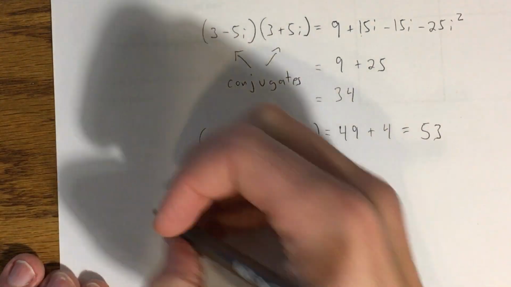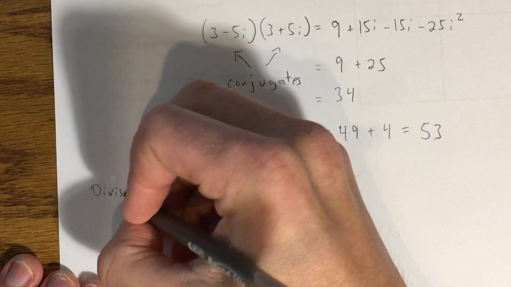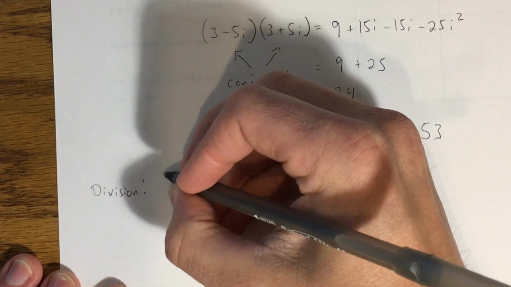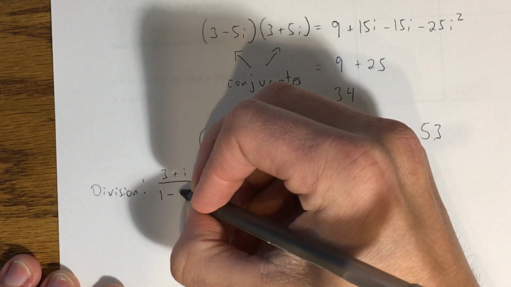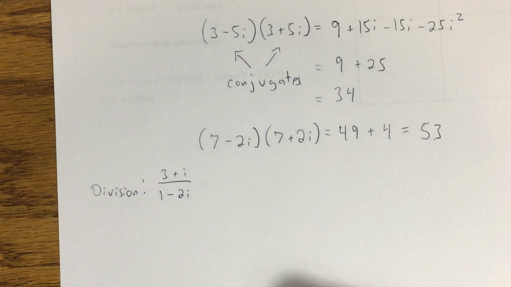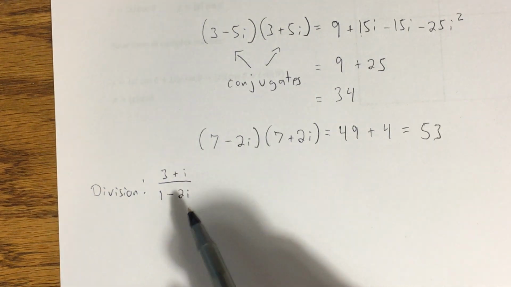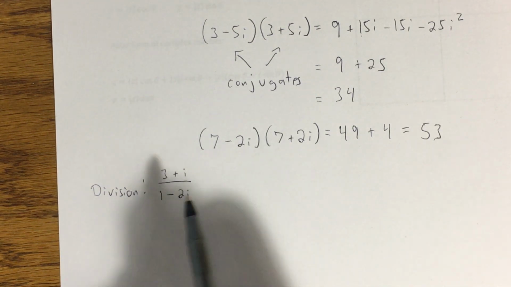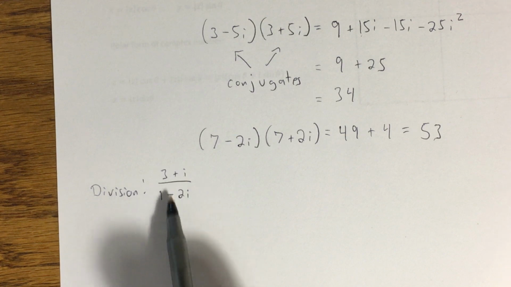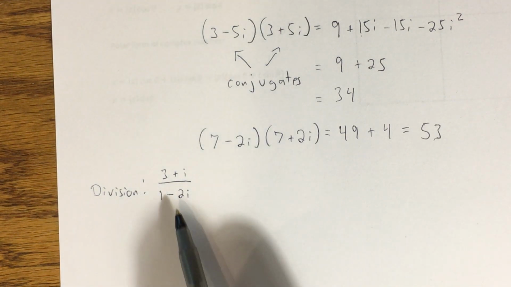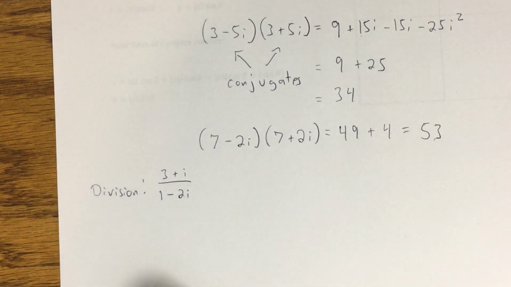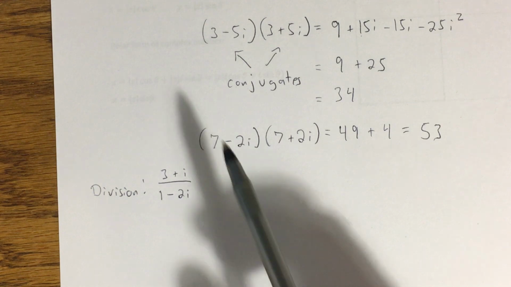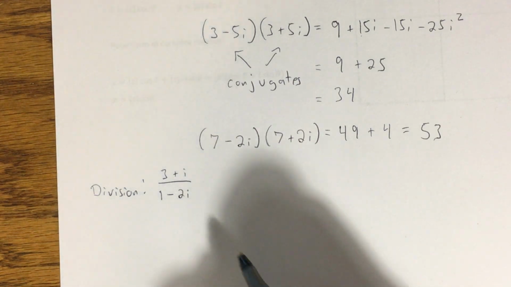Okay, let's talk about division for a moment. Let's suppose I wanted to divide 3 plus i by 1 minus 2i. So division, we don't think of division in the same way that we think of division with integers. I'm not thinking how many times does this go into this, because I don't really have a sense of quantity with these numbers. It's hard to visualize that. Instead, the goal is just to find a way to simplify this expression so that it looks like something of the form a plus bi. And the trick is to use the conjugate technique that we just talked about.